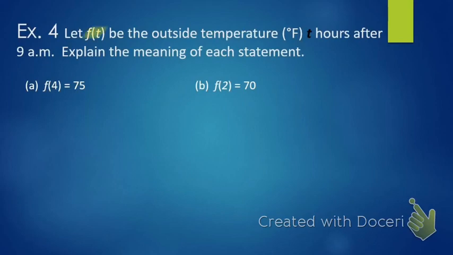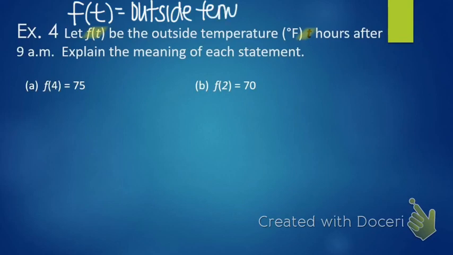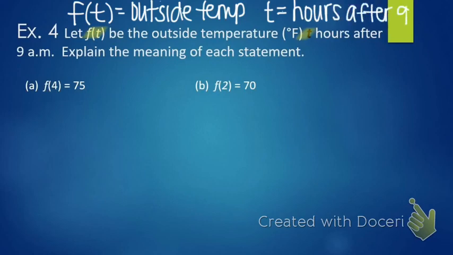But they say let f of t be the outside temperature in degrees Fahrenheit, and let t be the hours after 9 a.m. Okay? So I want us above the problem to write this. f of t equals. What are they telling us that f of t equals? Outside temperature. So we're going to write f of t equals outside temp. And what does t equal in this particular problem? So you think temp, but that's not what it says. Hours. Keep going. It's hours after 9 a.m. So not just hours, but it's the hours after 9 a.m.